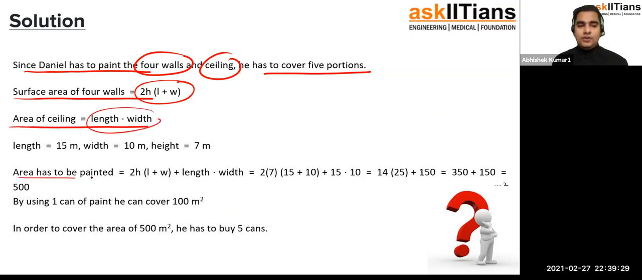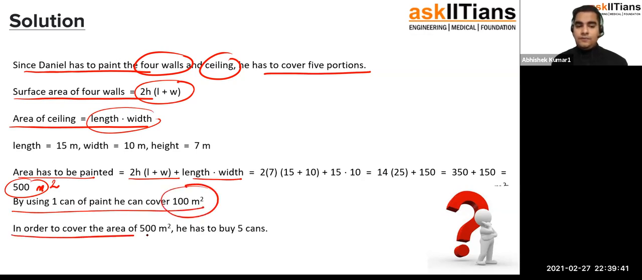So the total area to be painted will be 2(L plus B) into H plus L into B. If you simplify it, you get 500 meters square, correct? And by using one can, you can paint around 100 meters square of area. So in order to paint 500 meters square of area, you have to divide this 500 meter square by 100 meter square, and when you divide these two values, you will be getting 5. That gives you the total number of cans that will be needed to paint the area. Clear?